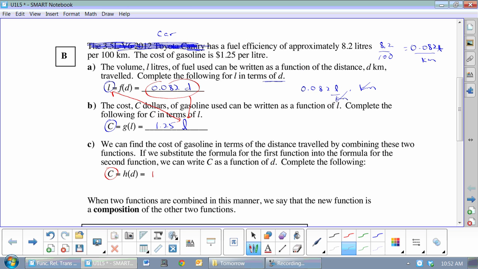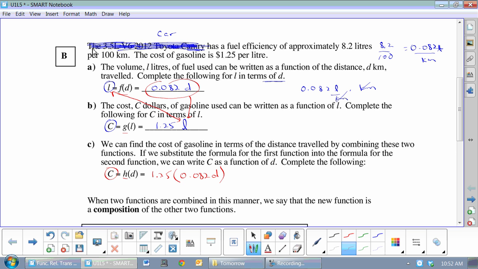So this is $1.25, and you see I'm going to take the L and I'm going to replace it with 0.082D, because 0.082D is the number of liters I would use. And then just so you don't get hung up on it, this is just F of D, G, and H. Okay, they're just F, G, H. One of the other class asked, what does H stand for? And I'm like, no, it's just using a different function.